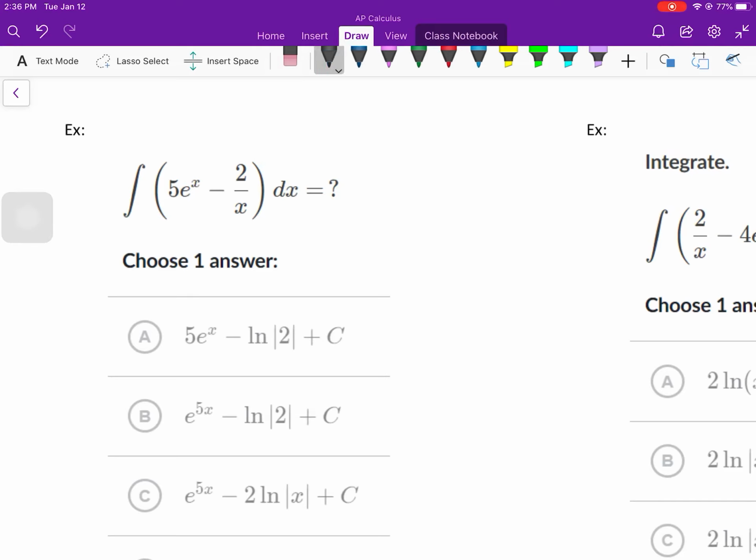What we'll have is the integral of 5e to the x plus the integral of -2 over x.